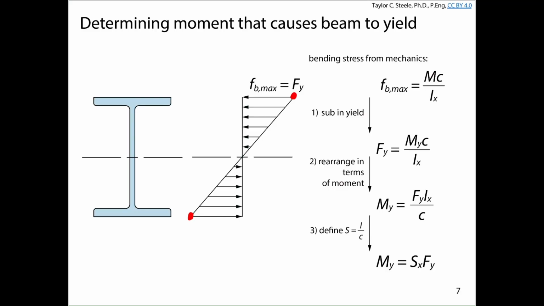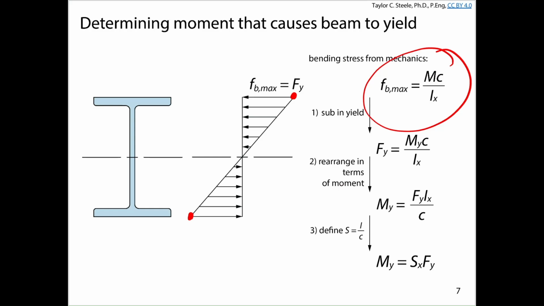Right? So we basically say, okay, FB max is equal to Fy. We saw this expression before. The maximum bending stress is the moment times the distance to the extreme fiber over Ix. If we set that equal to Fy, we're basically going to say, okay, there's a certain moment that we're going to call My. That's the moment that causes the beam to start to yield. And we're going to call that in this course the yield moment. Okay, and that's going to be different from another moment that we'll talk about in a minute.